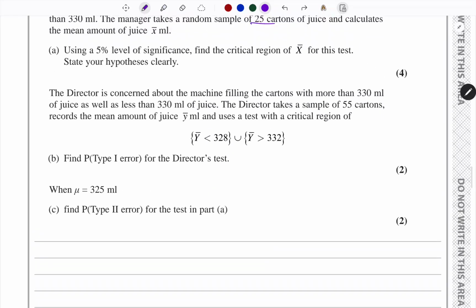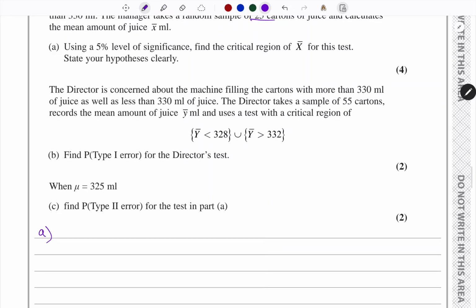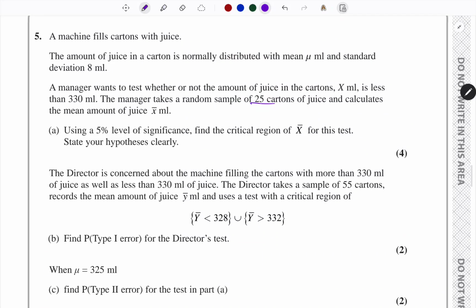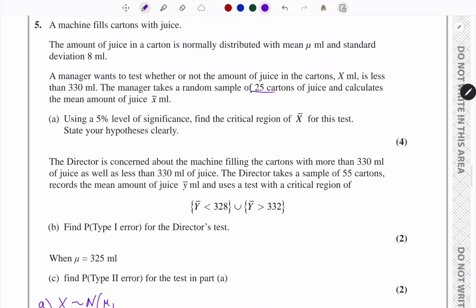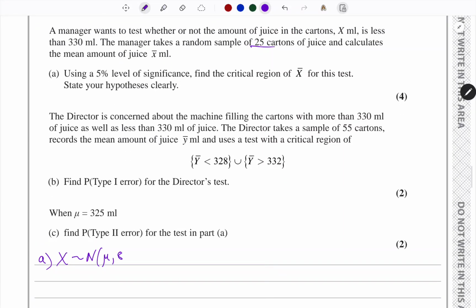Okay, so I think I can work here. What I know: X is the amount of juice. It follows a normal distribution with an unknown mu. And what was the standard deviation? 8. So 8 squared must be written here because it's the variance.